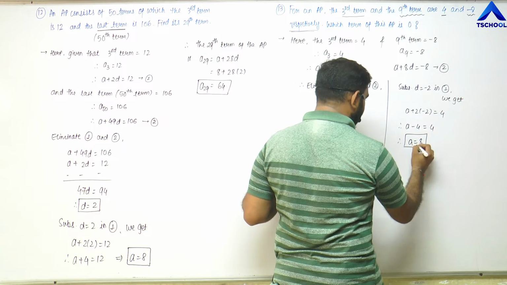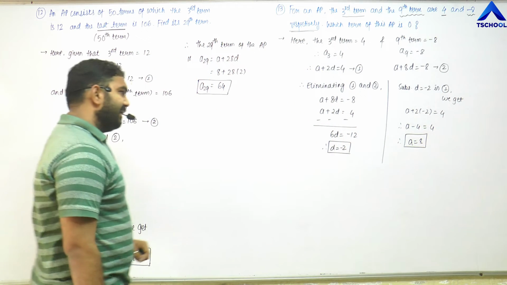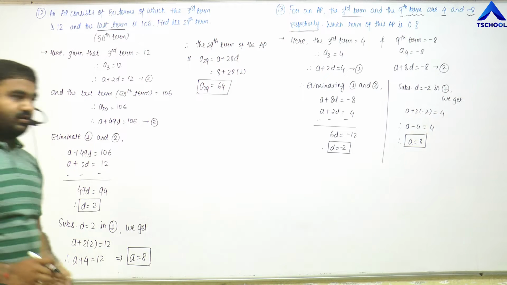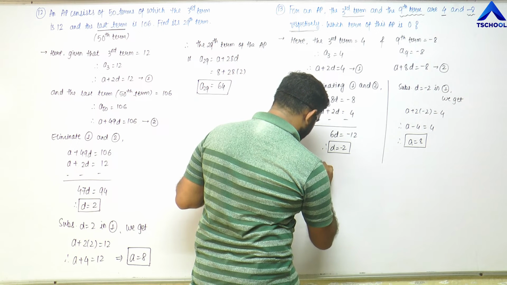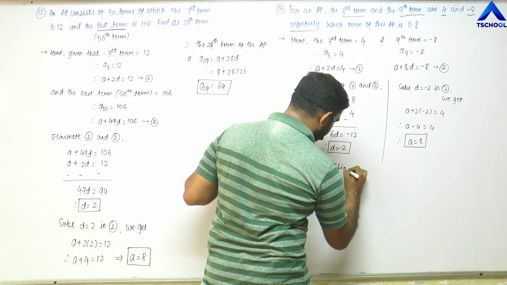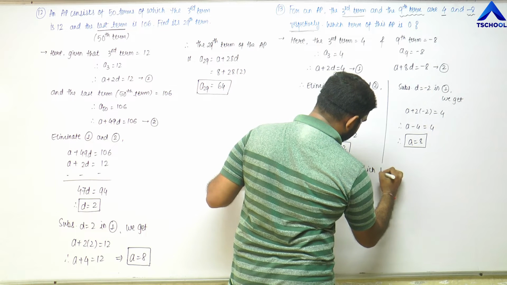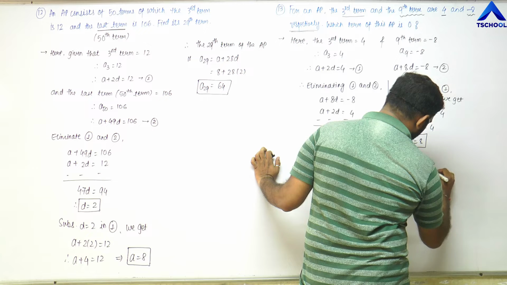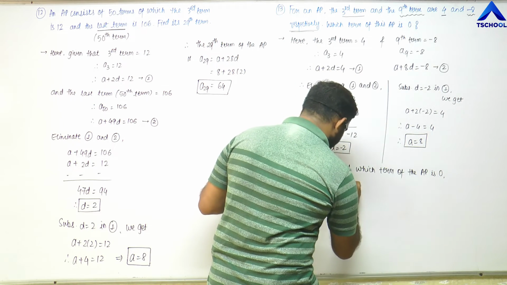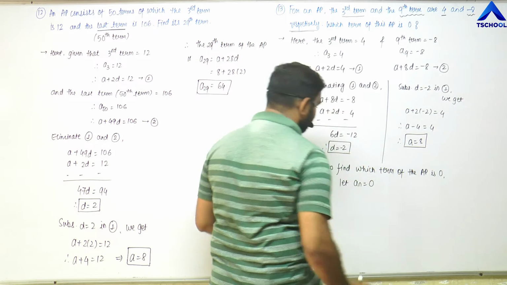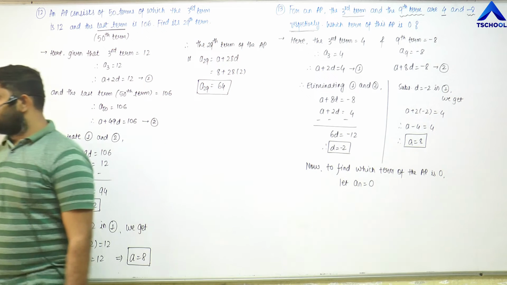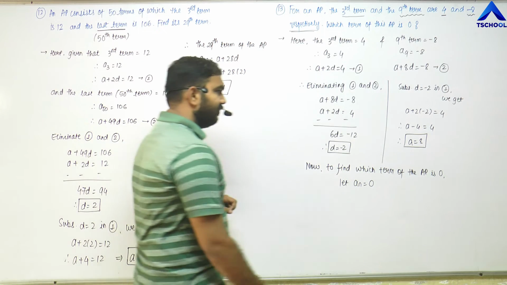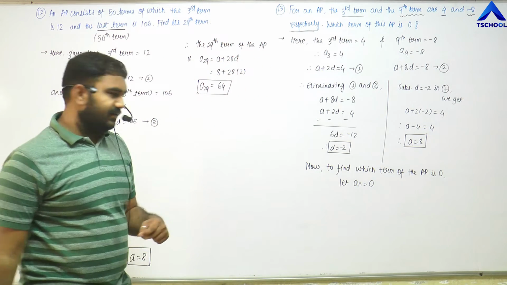Is it clear, friends? So we got the values of A and D, but we don't require this. We need to find out which term of the AP is 0. Now, to find which term of the AP is 0, let AN be equal to 0. So for this AN equals to 0, we will find out the value of N, right?